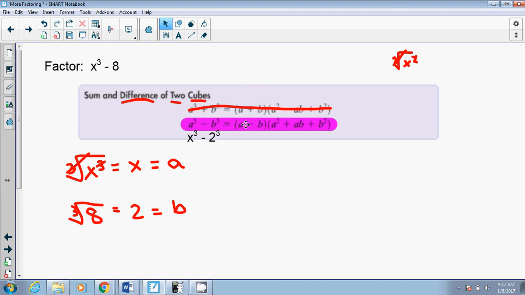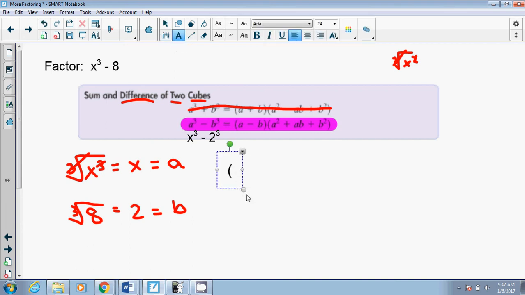So that means wherever I see an a in this formula, I'm going to plug in x. And wherever I see a b in this formula, I'm going to plug in 2. That's all we're doing, we're just plugging it into the formula. There's a long method of how they derive this, but I'm not going to worry about that now. You'll probably learn about it in pre-calc if you get to that point. So a is x, then I have a minus sign. B is 2. Close my parentheses.